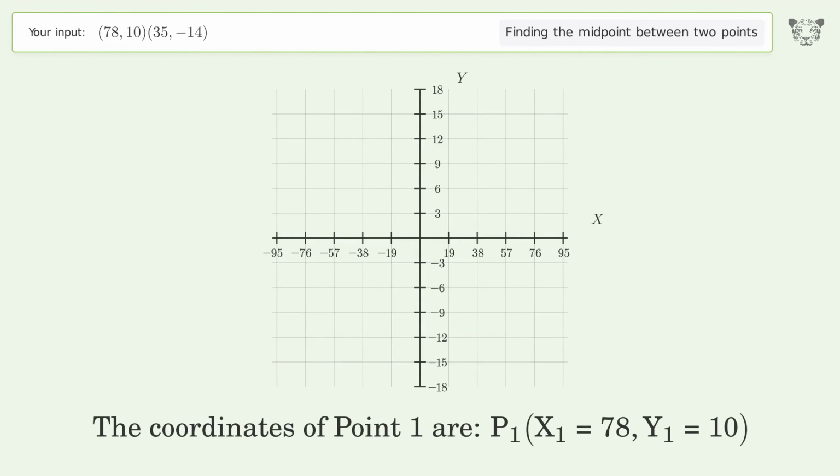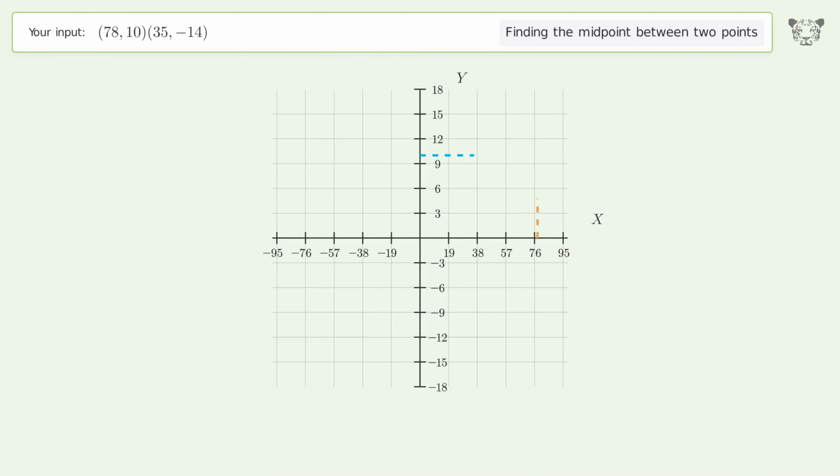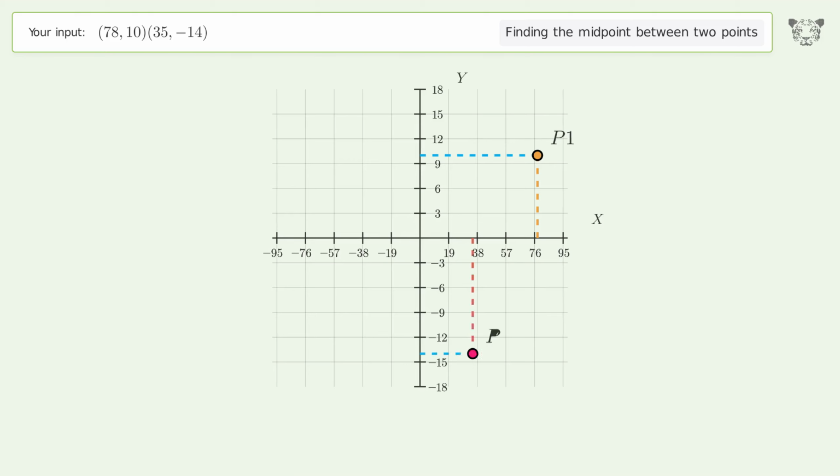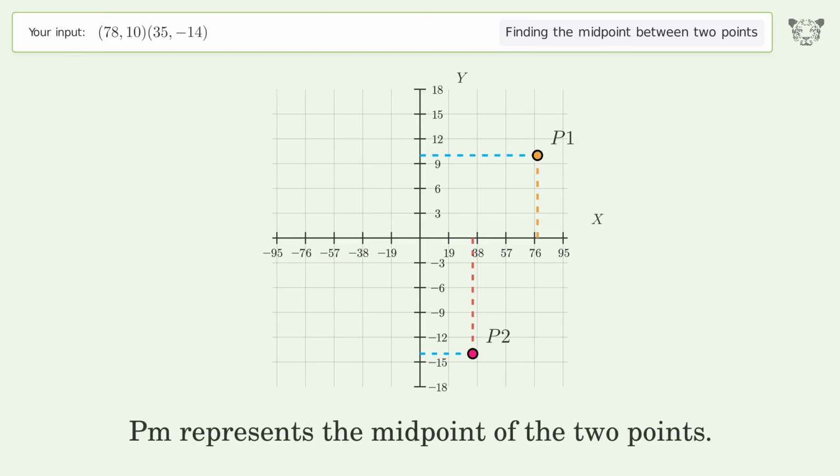The coordinates of point 1 are x1 equals 78, y1 equals 10. The coordinates of point 2 are x2 equals 35, y2 equals -14. PM represents the midpoint of the 2 points.